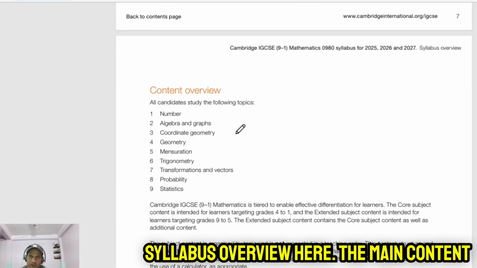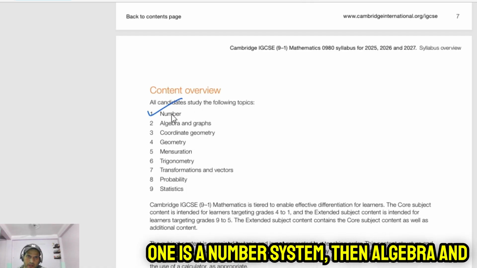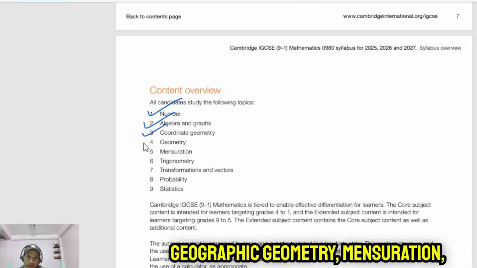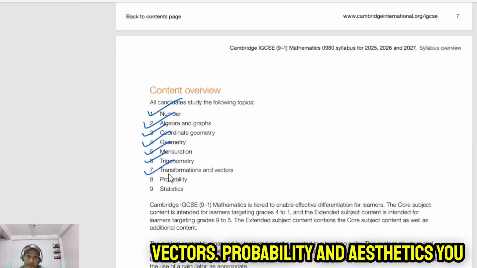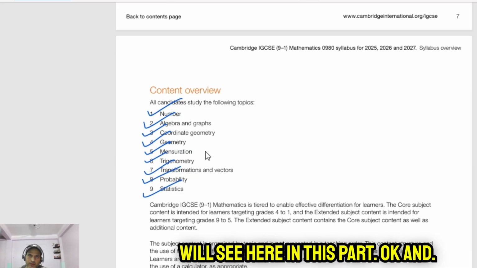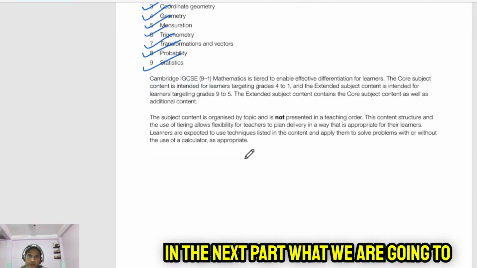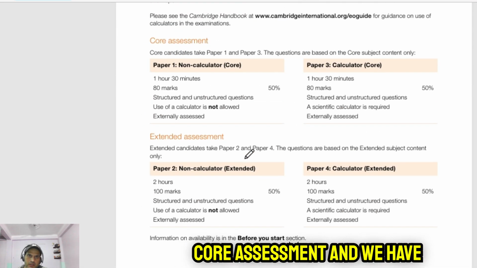In the syllabus overview, the main content you will see in this part is, first, the number system, then algebra and graphs, then coordinate geometry, geometry, mensuration, trigonometry, transformations and vectors, probability and statistics. You will see them here in this part.